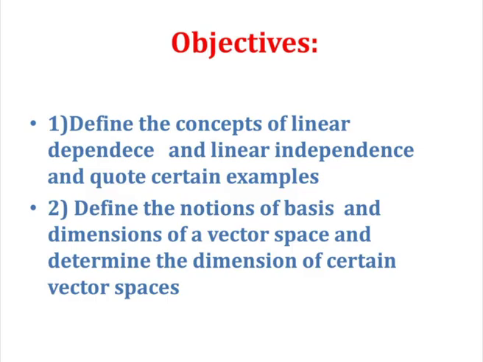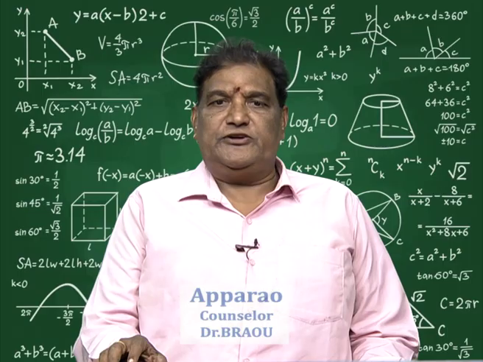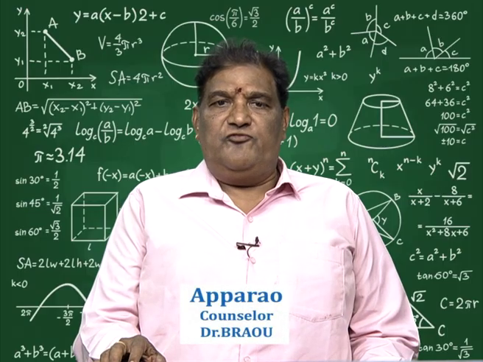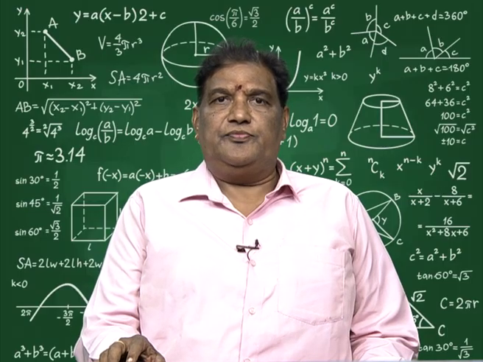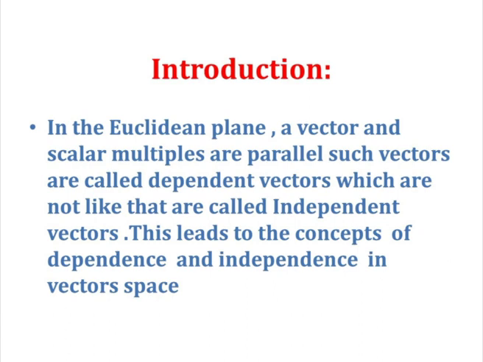Define the notion of basis and dimension of a vector space and determine the dimension of certain vector spaces. Introduction. In the Euclidean plane, a vector and scalar multiples of it are parallel; such vectors are called dependent vectors, and vectors not like that are called independent vectors.